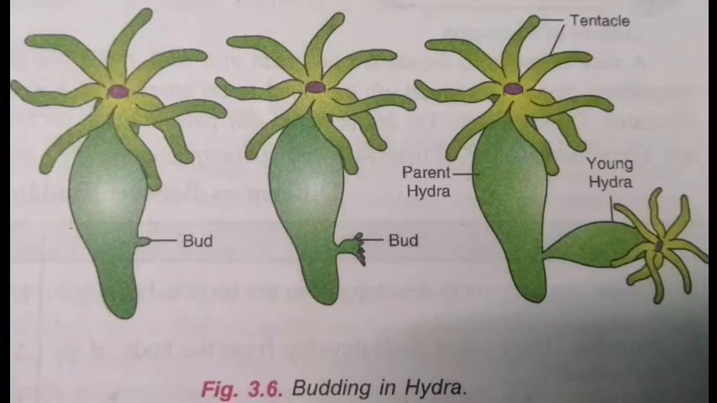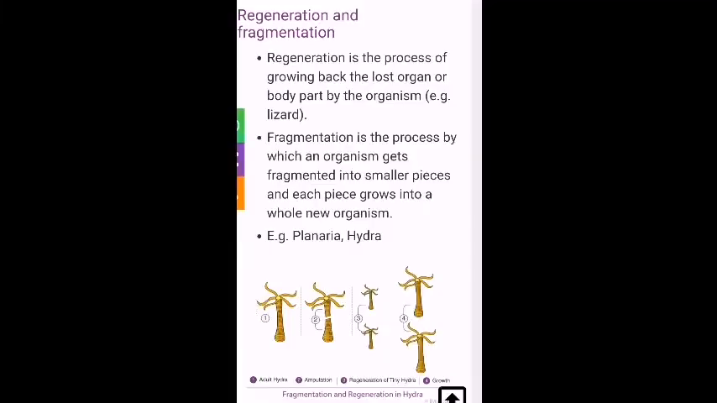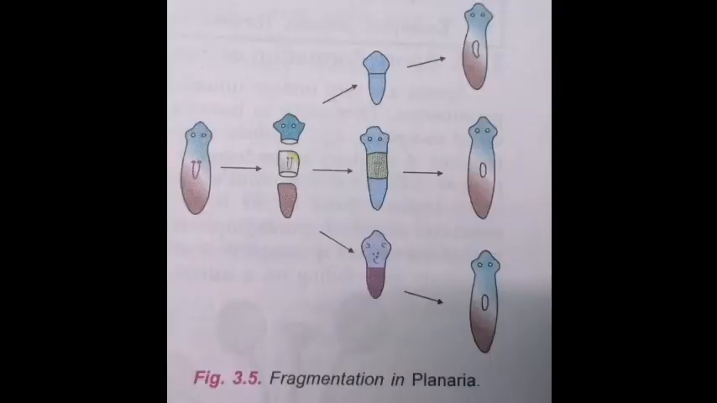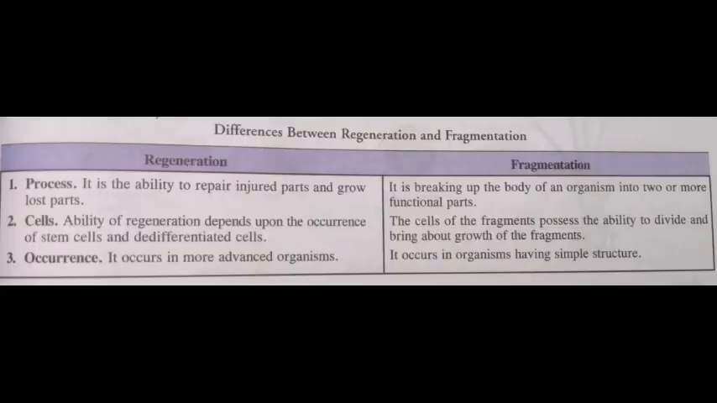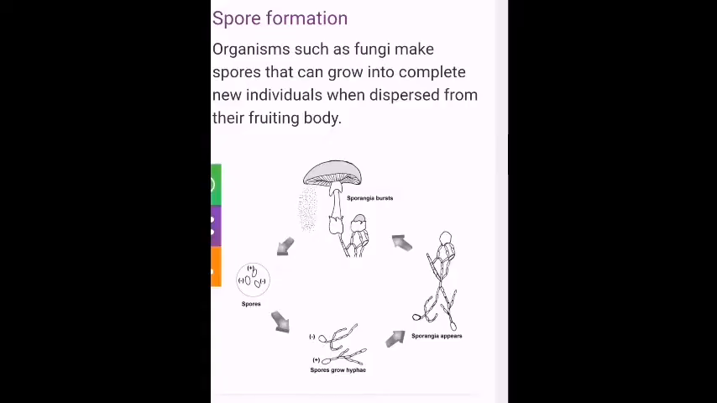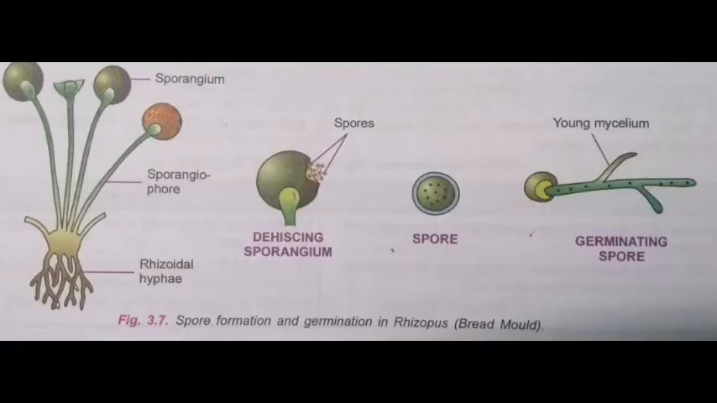For example, Hydra reproduces through budding. And regeneration and fragmentation. Some primitive animals regenerate. Regeneration in planaria and fragmentation in Spirogyra. Difference between regeneration and fragmentation. Some organisms like fungi reproduce through spore formation.